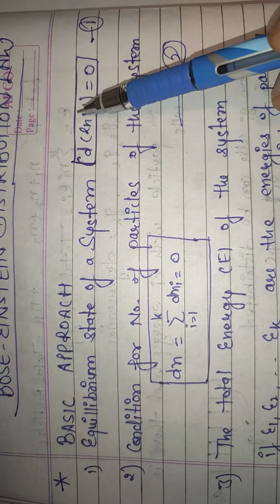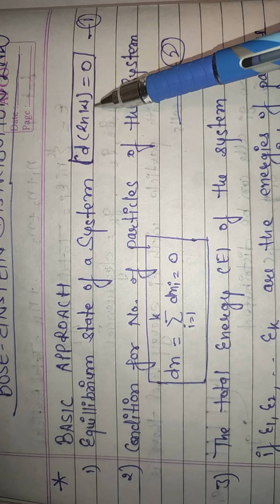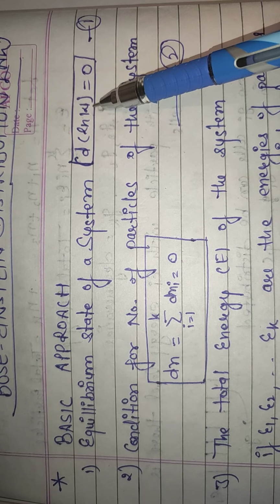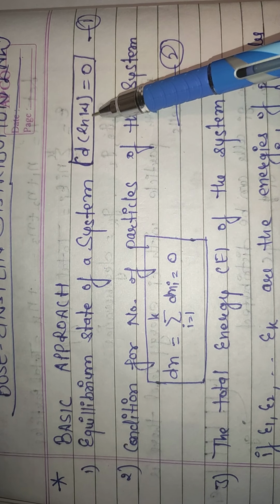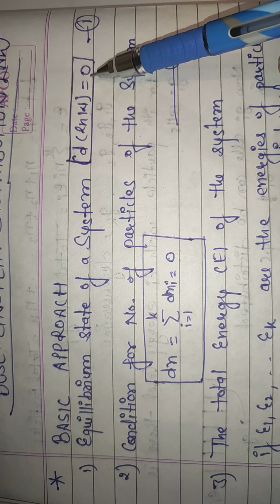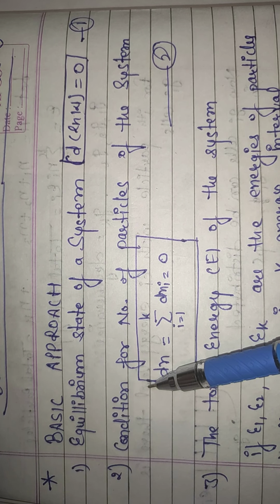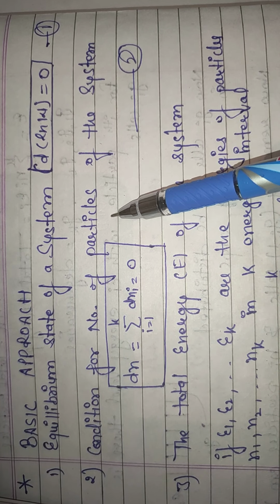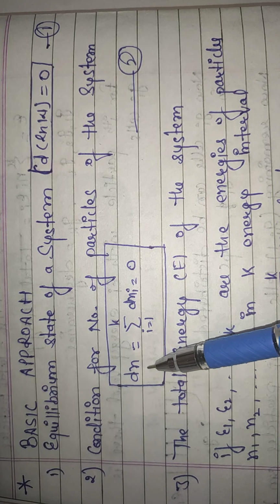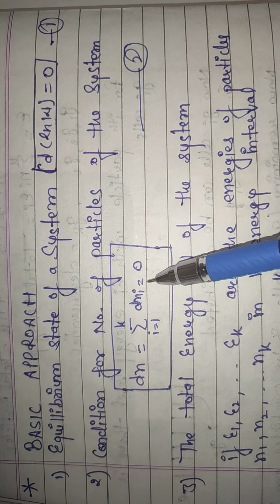Why? Because W is the thermodynamical probability, and for a Bose-Einstein system this value of W is very large. So instead of considering the derivative of W, we consider the derivative of the logarithm of W. This is a number, and the derivative of this number is obviously equal to 0. The second condition is for the number of particles of the system. In an isolated system, the number of particles is generally constant. Hence the derivative of the total number of particles will obviously be 0.